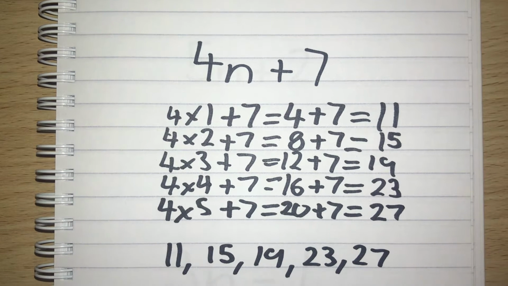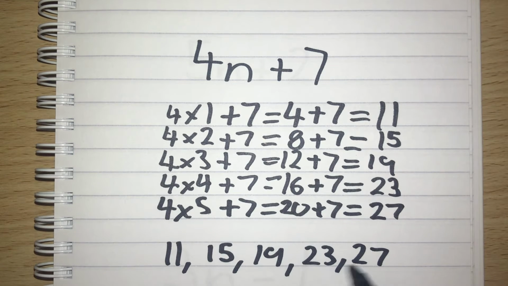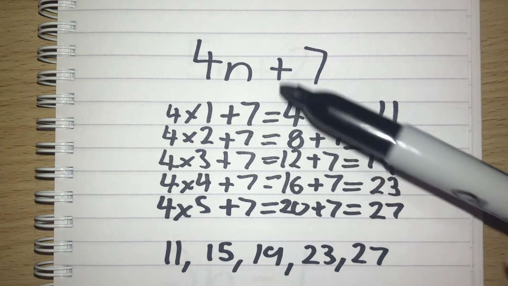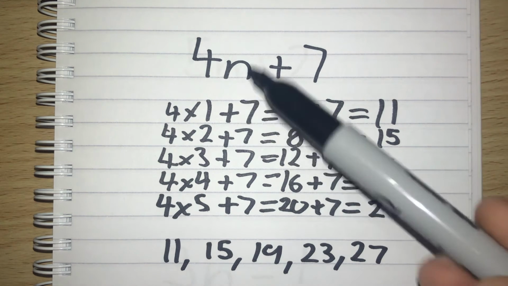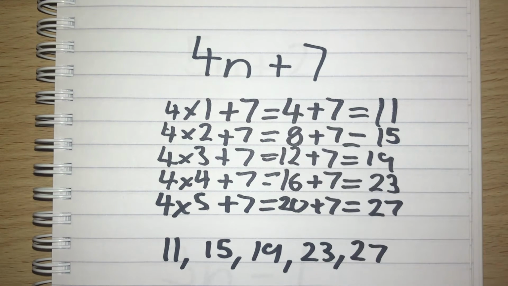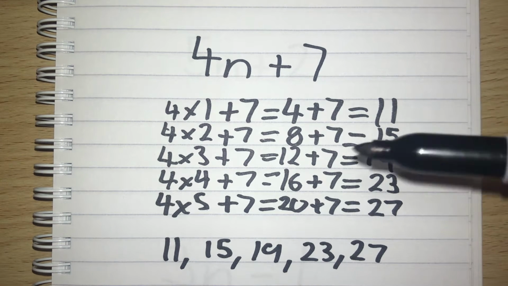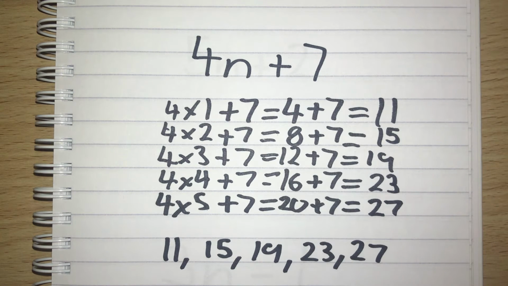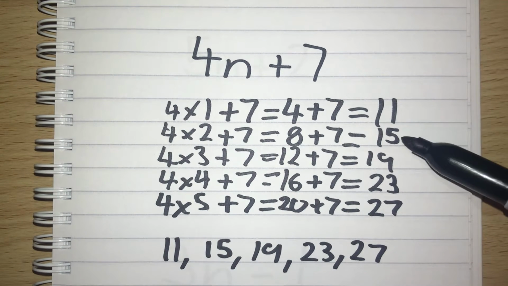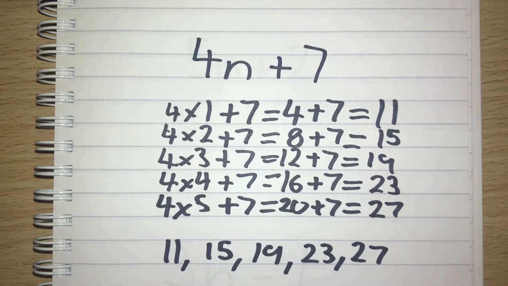Now what we may have noticed is that if we look at this sequence, we're actually going up by 4 every single time. We'll also notice that our nth term starts with 4n. So this tells us that 4n means we're going up by that 4. What we could have done is just work out the first one, get the 11, and say, because we've got 4n, we're going to be going up by 4 each time. We could have skipped a lot of these steps, just going up by 4, so we'd have got 15, 19, 23, and 27.